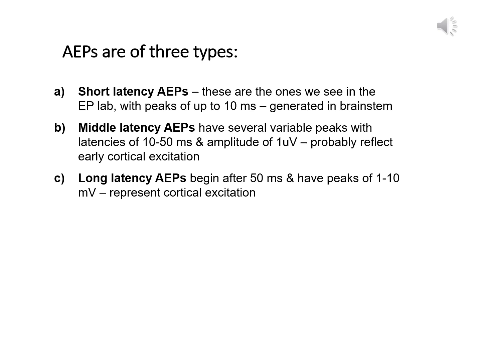The second type of auditory evoked potential are the middle latency AEPs, and these occur after peak 7. And so their latencies are between 10 to 50 milliseconds, and they have very, very tiny amplitudes. And they probably reflect activation of the pathway between the thalamus into the cortex.